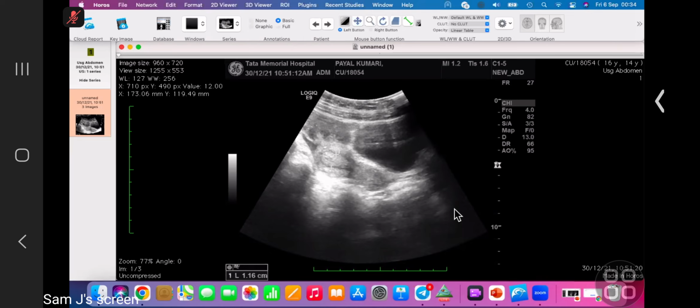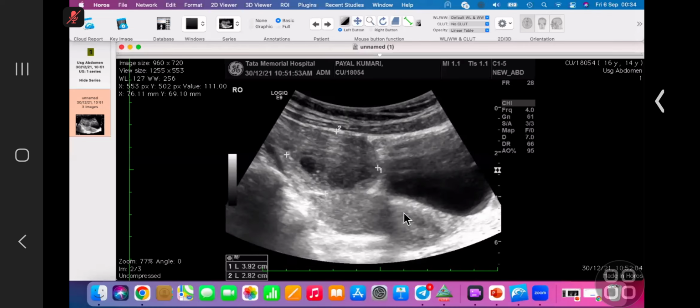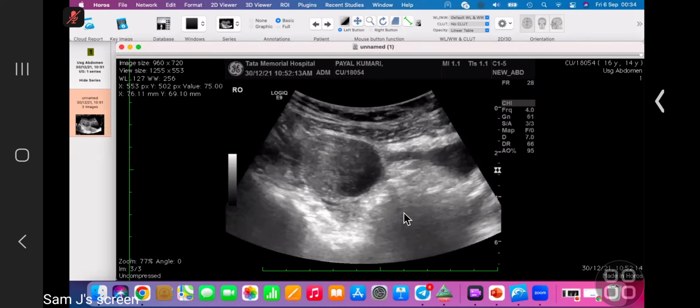Okay, I have been presented with multiple ultrasound images for the lower abdomen. I can see the urinary bladder, and I can see that there is a mass lesion adjacent to the urinary bladder, which measures 3.9 by 2.8 centimeter. And this mass lesion appears heterogeneous in ultrasound.